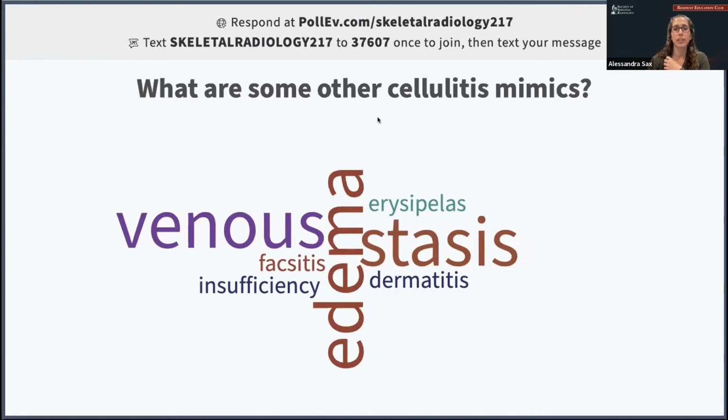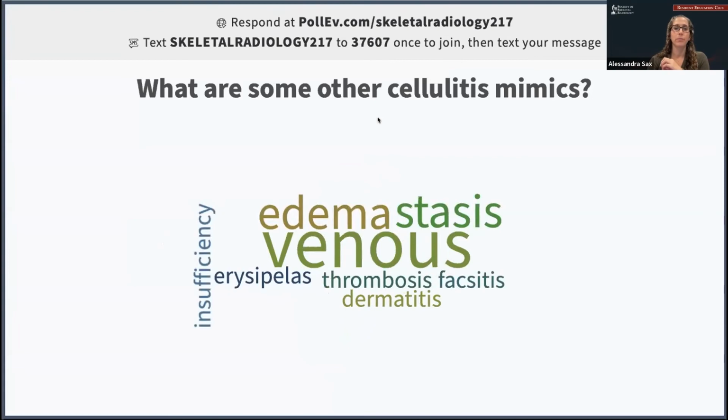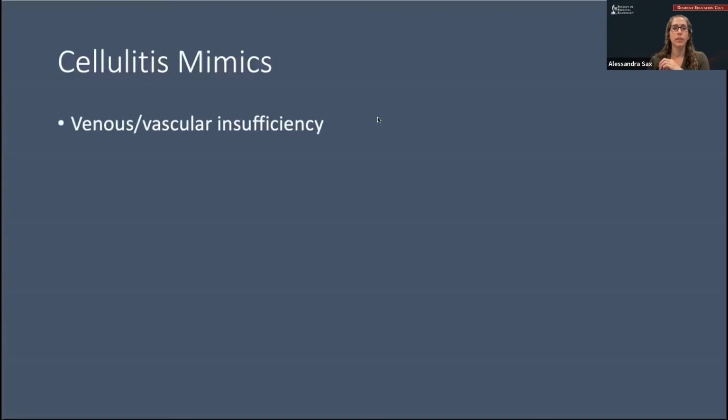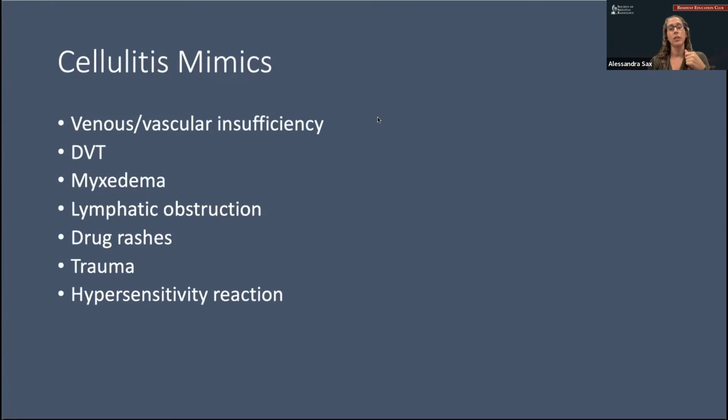Yeah, people are leaning towards venous stasis. Like everyone's saying venous stasis. Exactly. First one, vascular insufficiency, venous stasis, DVT, mixed edema, lymphatic obstruction, drug rashes, trauma, such as contusions, drug reactions, radiation change, and thyroid acropathy.